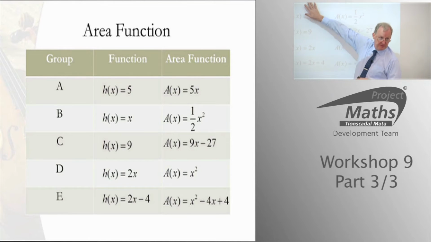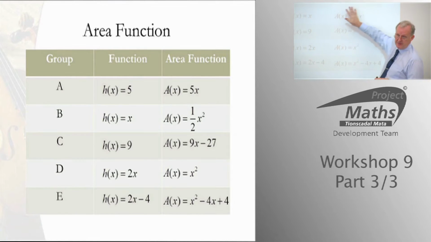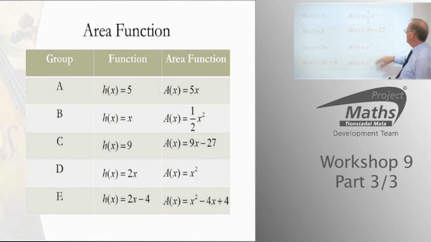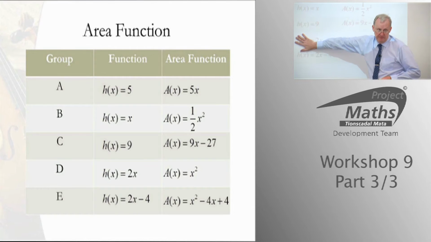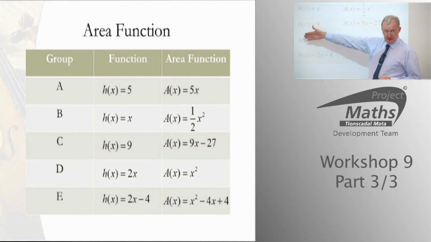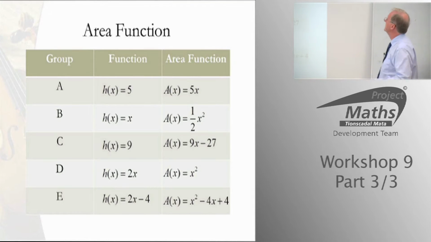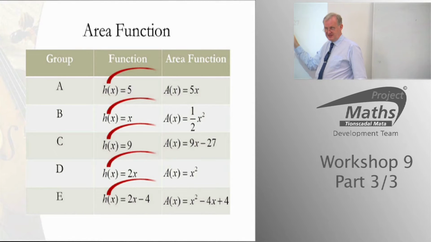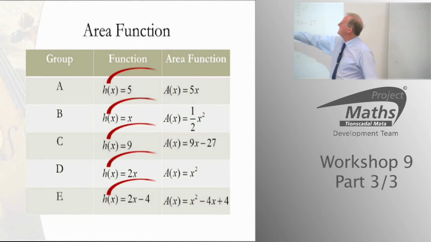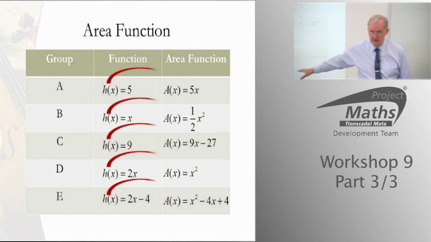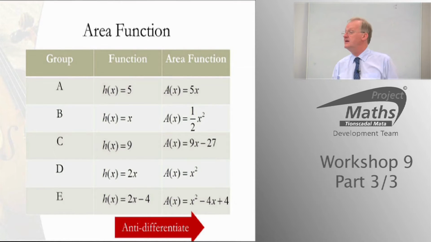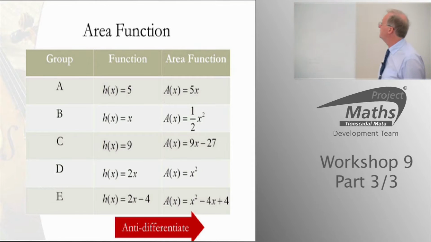5x becomes 5. Half x squared becomes x. X squared becomes 2x. 9x minus 27 becomes 9. What's going on? Going that way? Differentiation. And they're the functions that you had in the very first activity. So what's it going this way? Anti-differentiation.